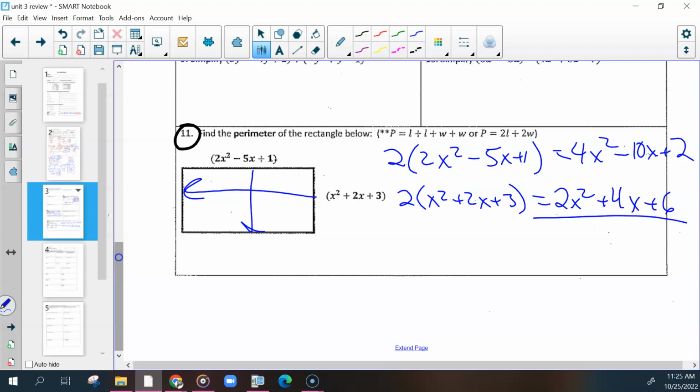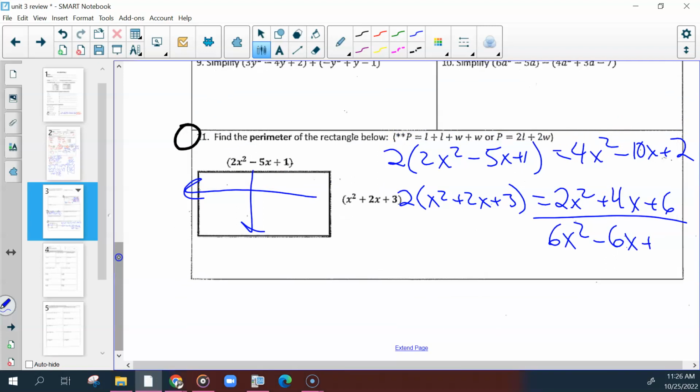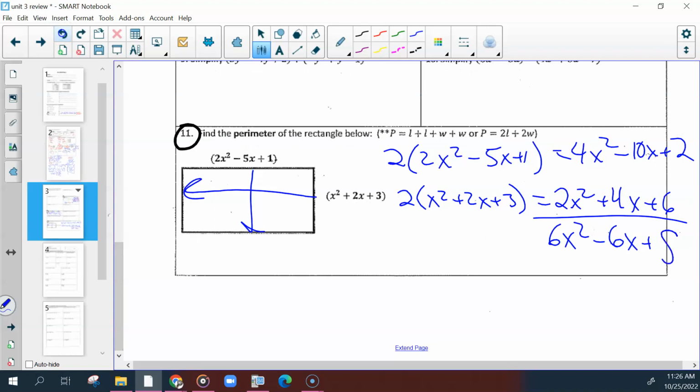Then our last step, we have to add those two things together because we're looking for perimeter. So 4 plus 2 would give us 6. Negative 10 plus 4 would give us negative 6. 2 plus 6 would give us 8. Other questions on this page?